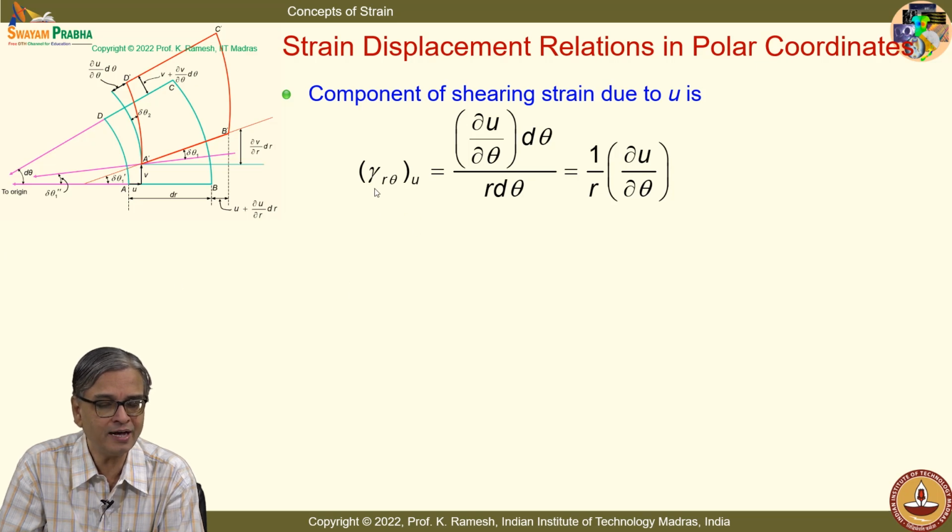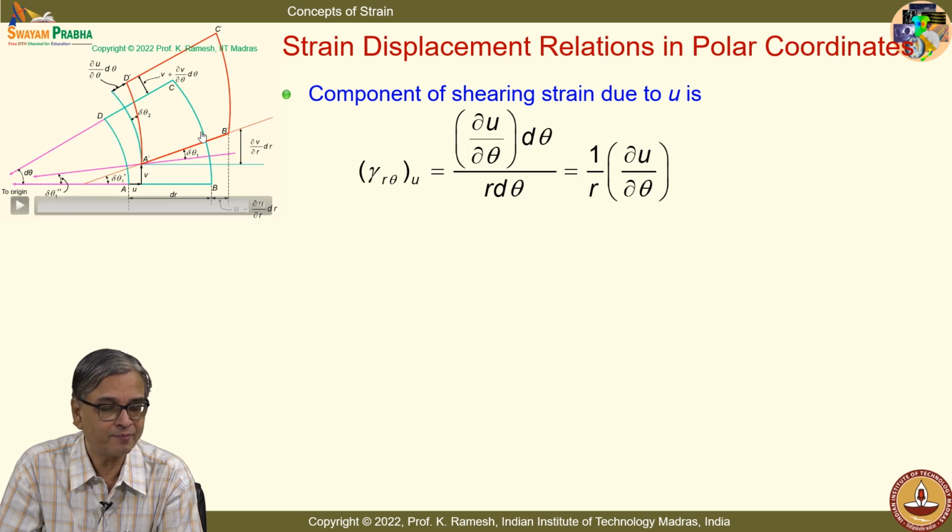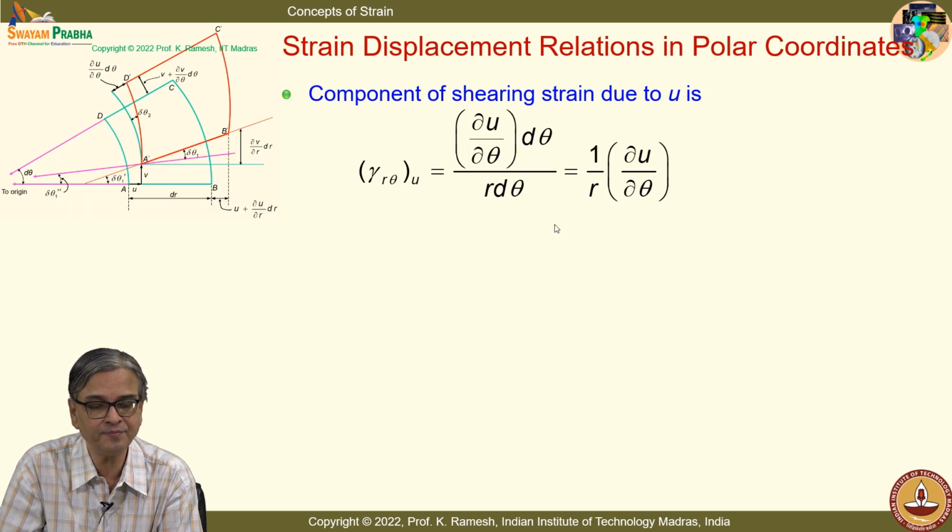So, I have gamma r theta, the contribution from u. I have this as dou u by dou theta. See, this you are able to see. I am first writing out delta theta 2 divided by r d theta, that is the original length. The original length is this, with angle d theta. So, I have this as r d theta. So, I have this as 1 by r dou u by dou theta.